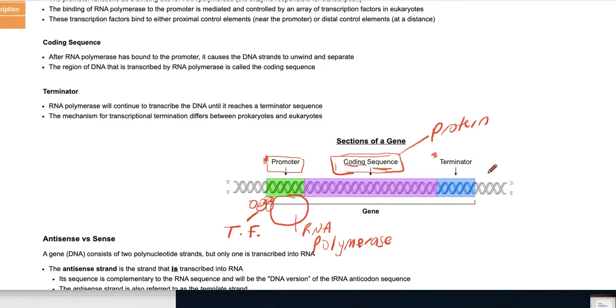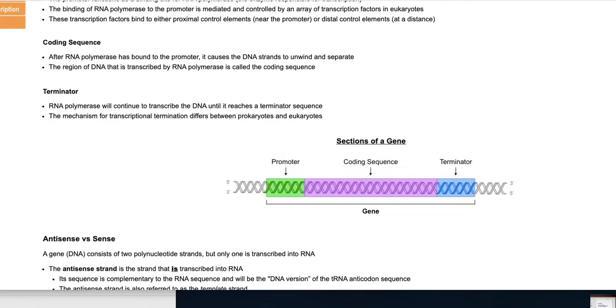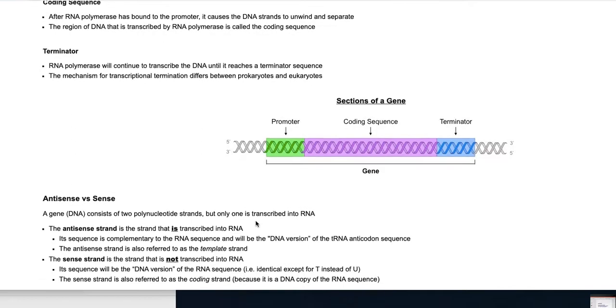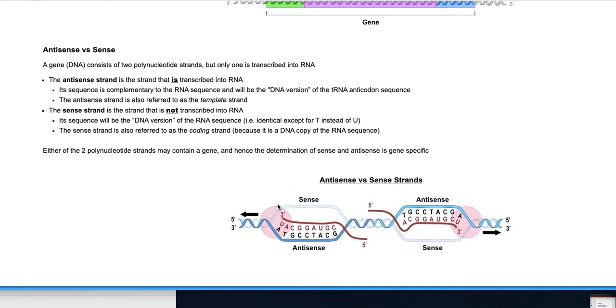And then the terminator region is just a stop region, right? So anytime RNA polymerase reaches the terminator region, that means that transcription is going to stop, okay? Don't need to worry about the mechanism of how it differs in prokaryotes and eukaryotes. So pretty much this is a basic diagram of a section of a gene. Okay? Now the other part that you are responsible for understanding in this section is how transcription happens.